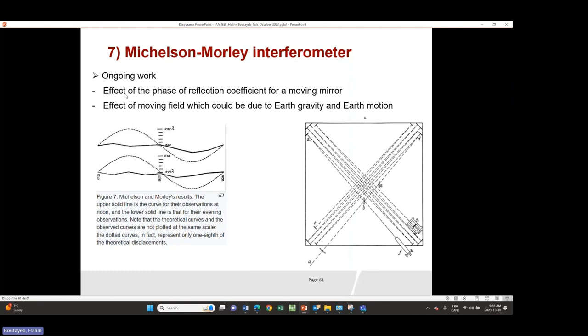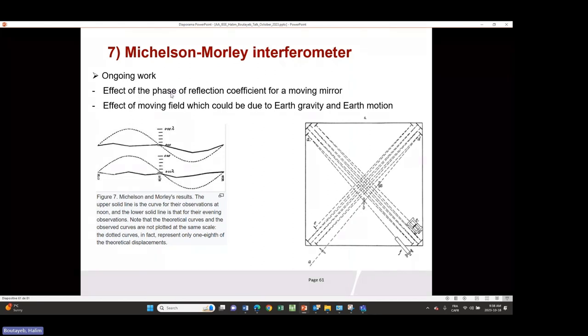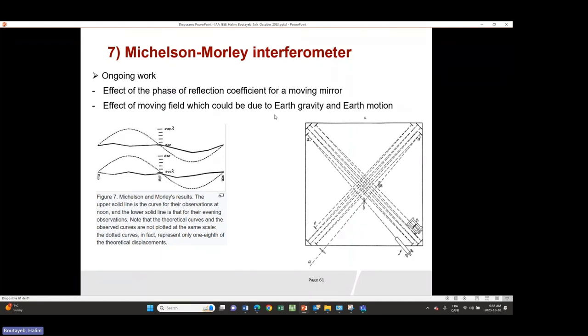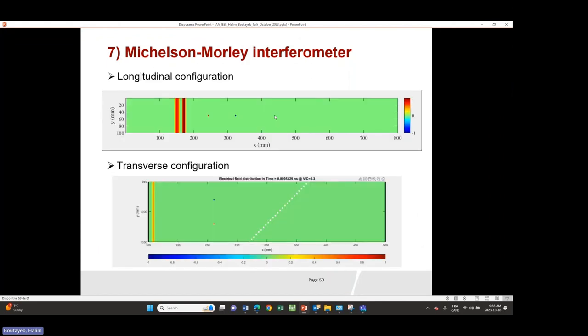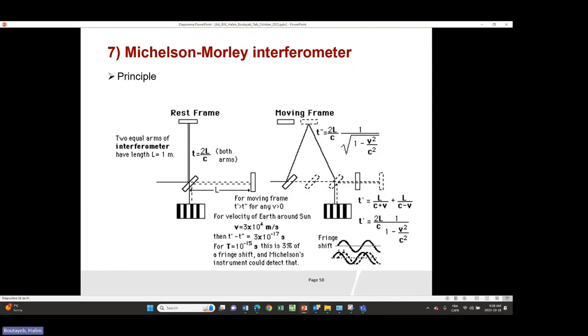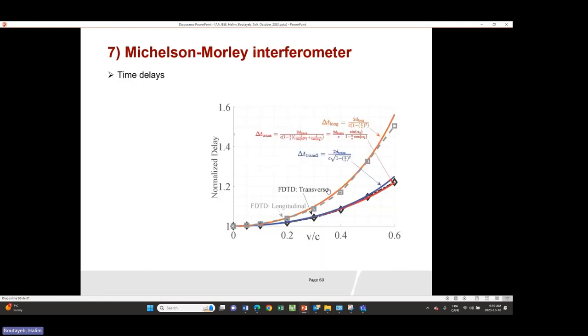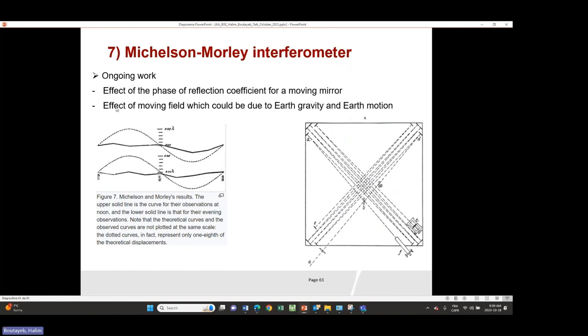And presently on this problem, we are also analyzing the effect of the phase of the reflection coefficient for a moving mirror, because there is an asymmetry in the problem. This mirror here, which is 90 degrees, and this one, which should be straight, so normal, don't have the same phase of reflection coefficient when the structure is moving. And this adds an asymmetry in the problem. So there's a bias in the problem. We also want to analyze the effect of the moving field.